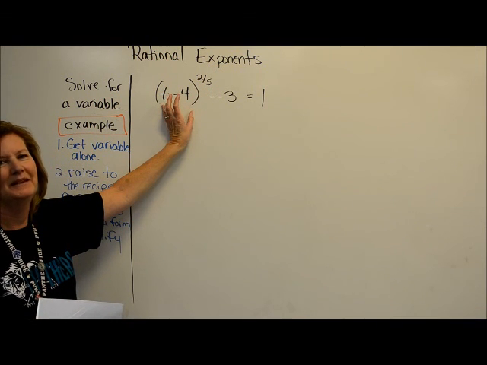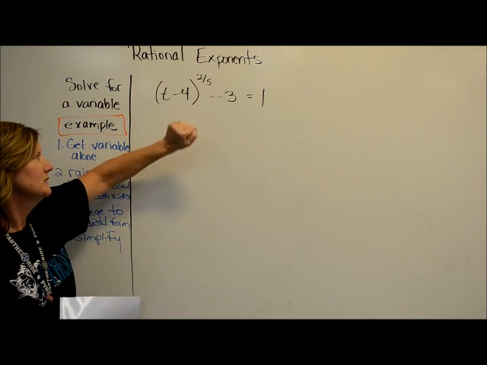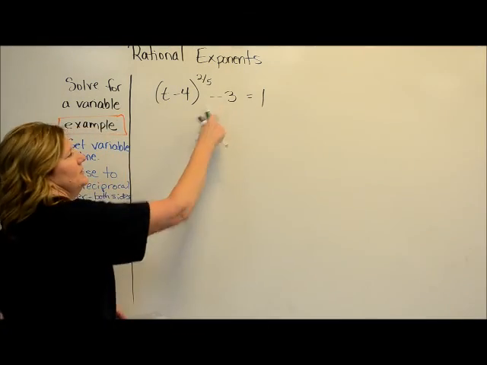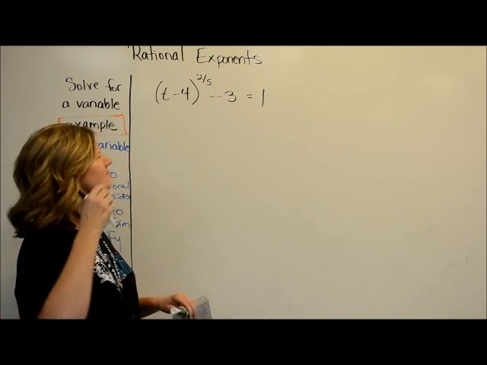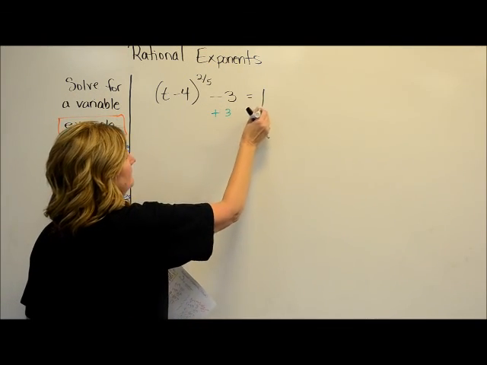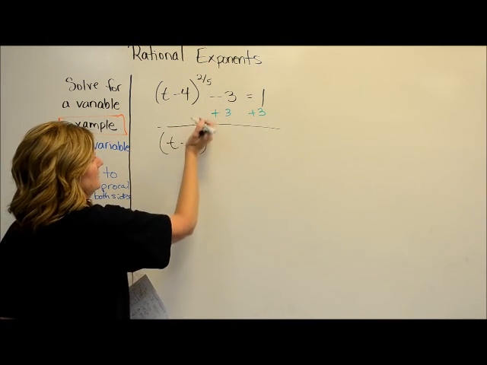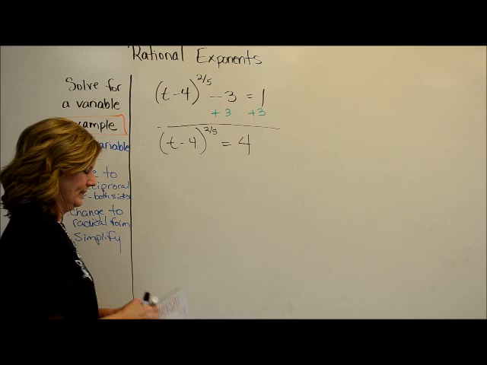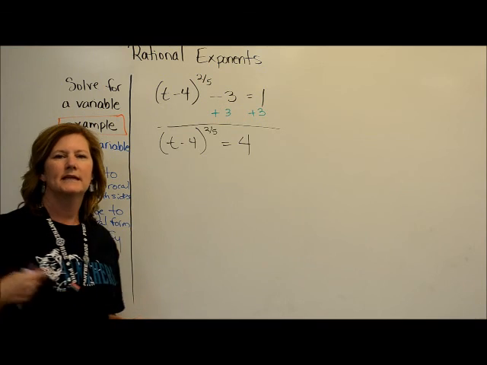You're not going to be able to get t completely by itself right now. Just think of this as one big variable here, this t minus 4. I do have to get rid of this 3, so I can't have that hanging on it because it's not part of what is being raised to the 2/5 power. So I'm going to get rid of that by adding 3 to both sides. What I end up with is (t minus 4) to the 2/5 equals 4. Okay, so (t minus 4) to the 2/5 equals 4.